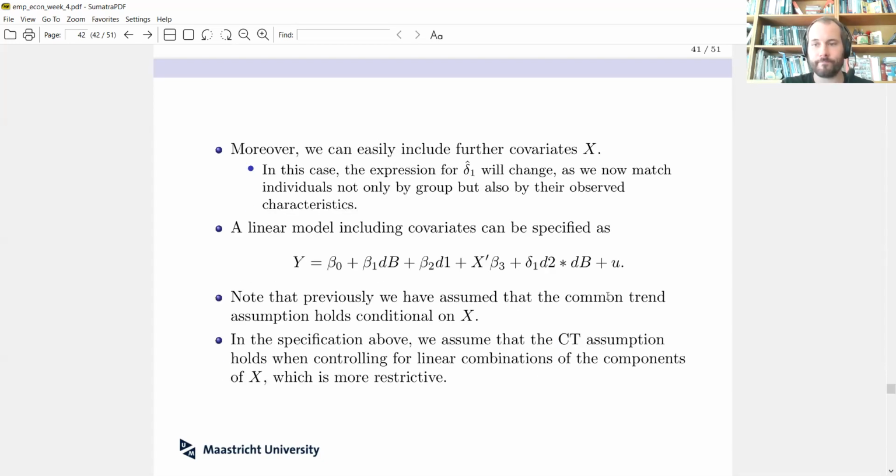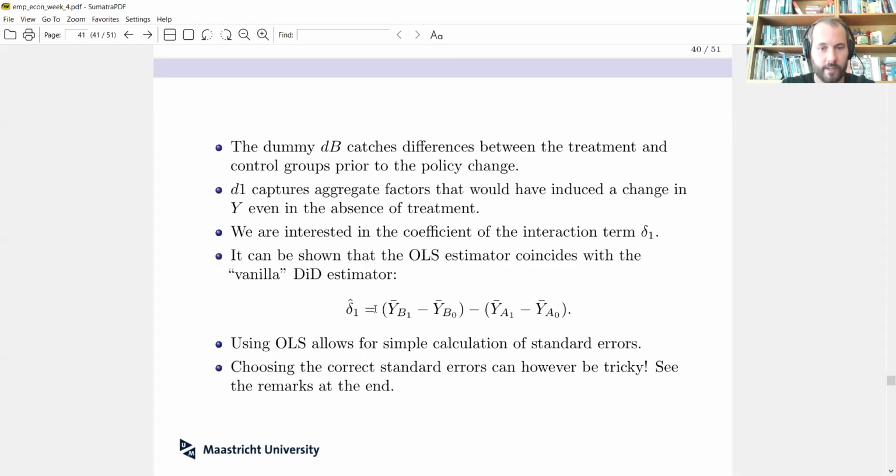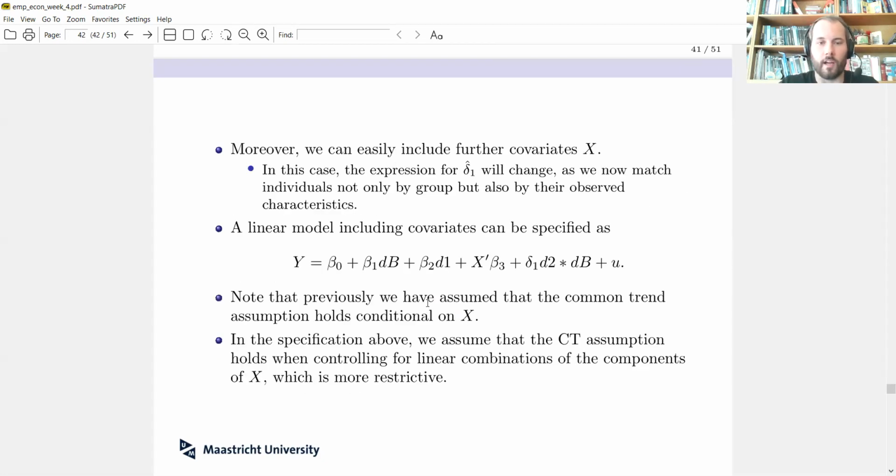And why do we use regression? Because we can include other covariates. The expression for a difference in difference estimator will then change. It will not be this nice vanilla diff-in-diff estimator anymore, because we have to do these comparisons for particular X variables and then average across X. However, it's still a simple regression. We assume that the common trends assumption holds when we condition on X, and then we just run a regression. And again, this is our parameter of interest.